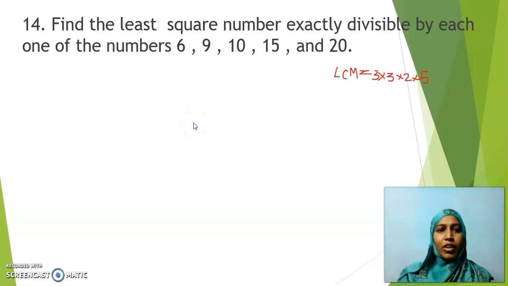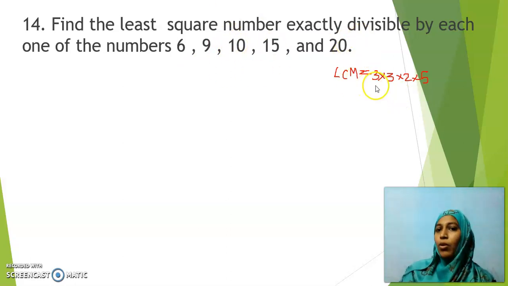Hi children, now the next question is: find the least square number exactly divisible by each one of the numbers 6, 9, 10, 15 and 20. For this we have to find the LCM of 6, 9, 10, 15 and 20, and I have found out it is 3 into 3 into 2 into 5.